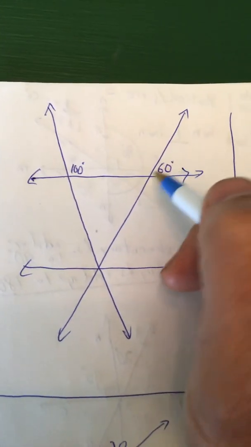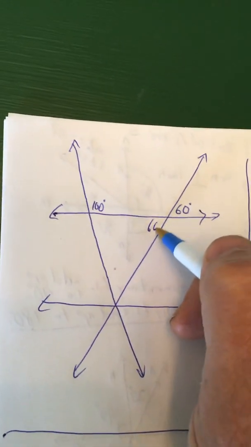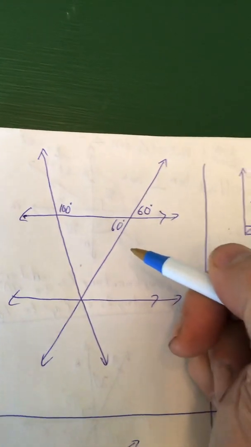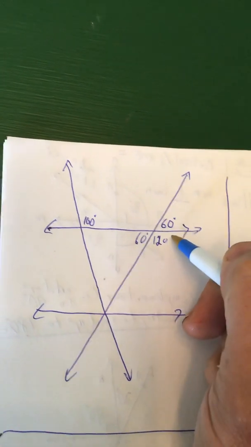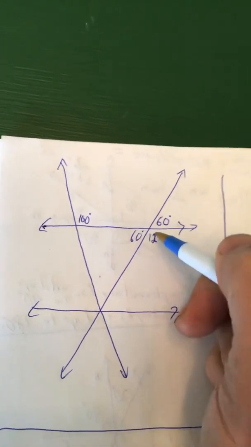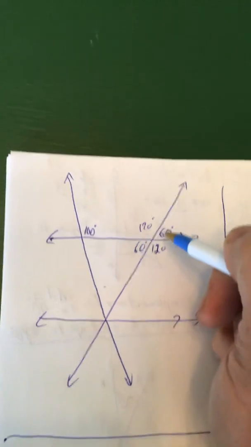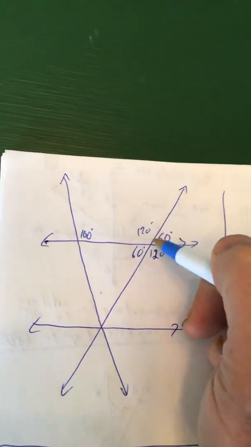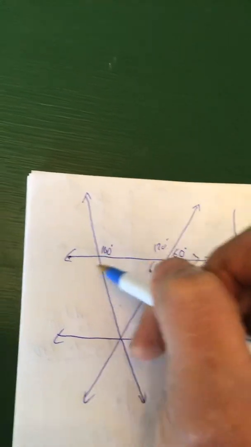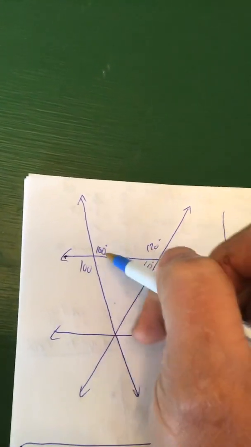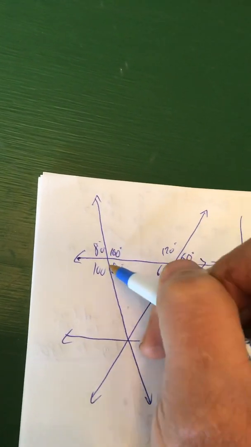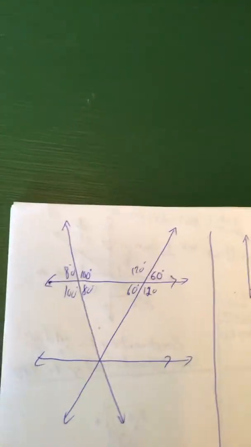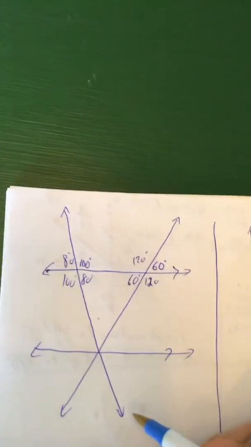So if this is 60, this is 60, because those are vertical. If this is 60, this is 120, because those are supplementary, and this is 120 because these are supplementary or vertical. If I give you one of the four, you should be able to give me the others. This is 100, that's vertical. This is 80, and that's 80, because of supplementary or vertical.